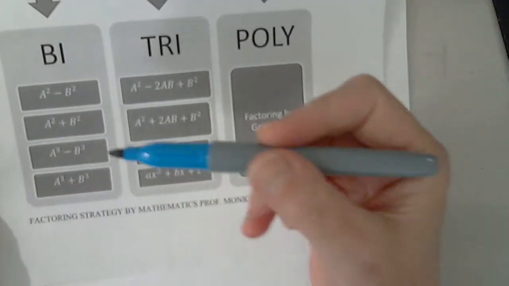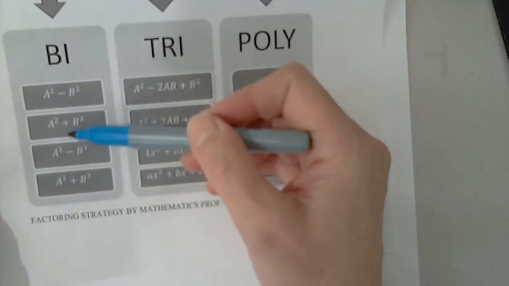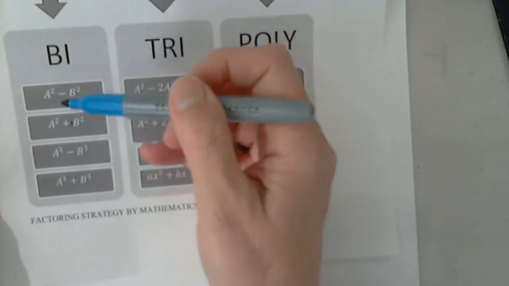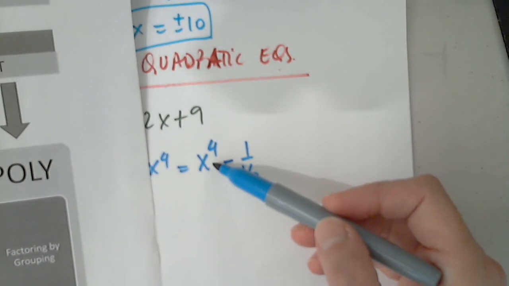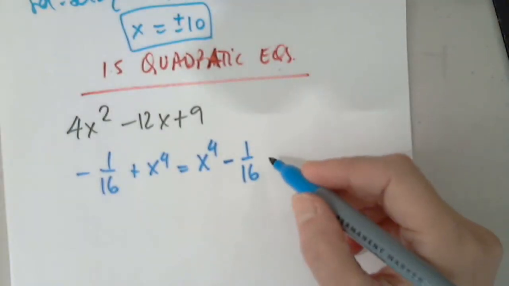Because it has minus, I can only look at the difference of squares or the difference of cubes. I cannot look at the sum of squares or sum of cubes. So difference of squares or difference of cubes. Well, this is not a cube. I can't cube anything to get x to the fourth. So it must be the difference of squares.